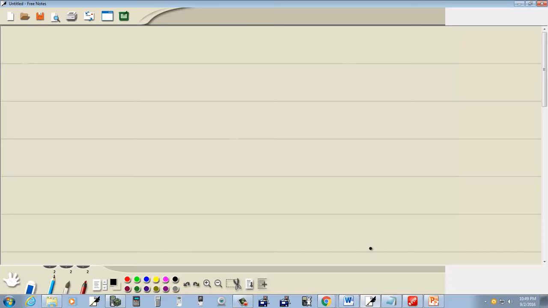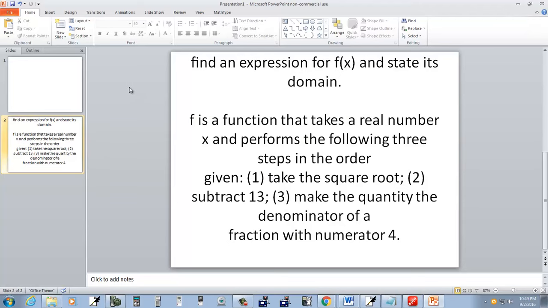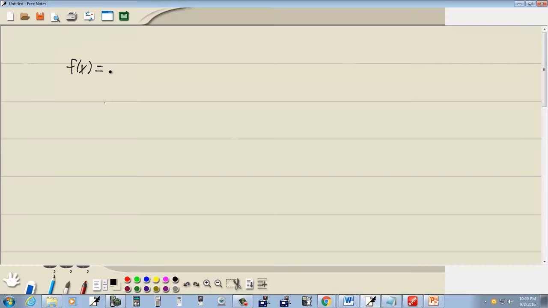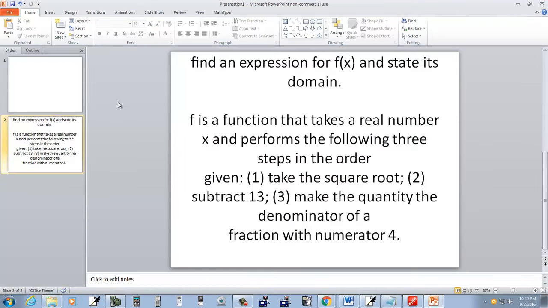Let's take a look at this problem. It says find an expression for f of x and state its domain. F is a function that takes a real number x, so we're going to start with f of x equals x, and perform the following three steps in the order given.